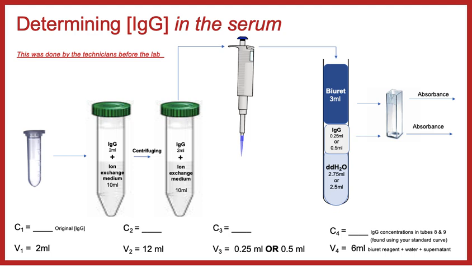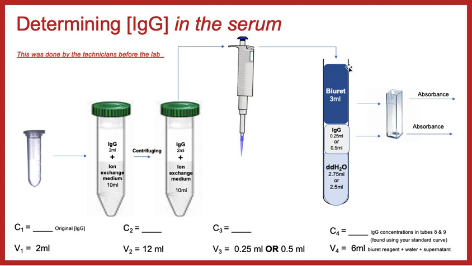Let's work backwards now. So we know that your tube had 6 mLs of biuret reagent, water, and supernatant. Altogether, this was 6 mLs. And the concentration of this specific tube is found with the absorbance and by looking at your standard curve. From your standard curve, you can tell what this tube over here would have as a concentration.